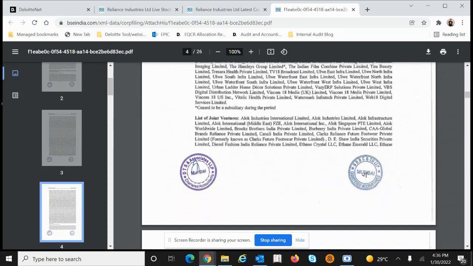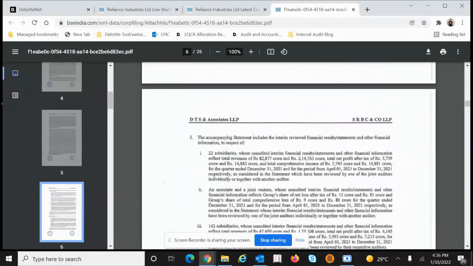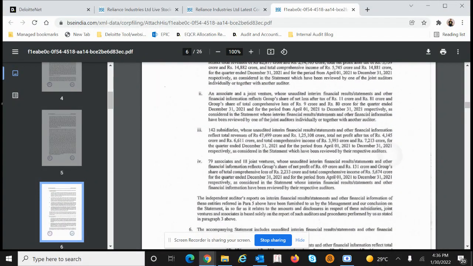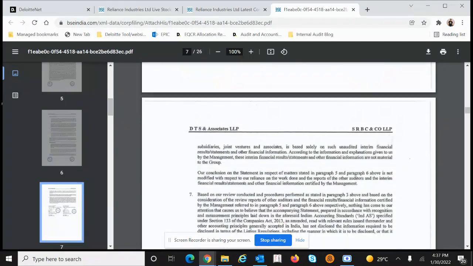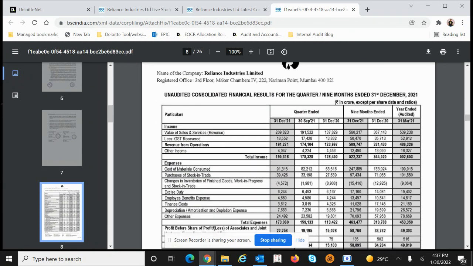They also list the joint ventures. They also include the list of associates. What is an associate, subsidiary, or joint venture, we will cover in a subsequent video. So here is the information. In this way, you can view the result of the company. So these are the consolidated financial results for the quarter and the 9 months of December.